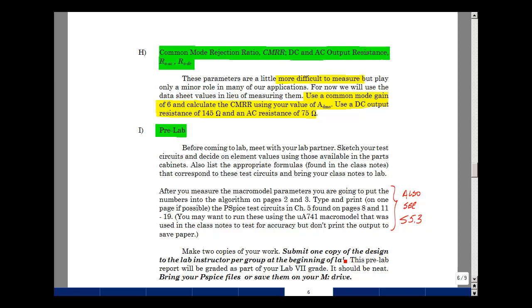Make 2 copies of your work. Submit 1 copy of the design to the lab instructor per group at the beginning of lab. This pre-lab will be graded as part of your Lab 7 report. It should be neat, and bring your PSpice files and save them on your M drive. And this is lab number 7, PSpice Macromodeling.